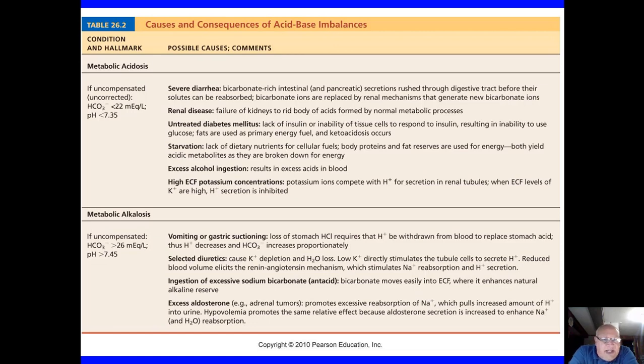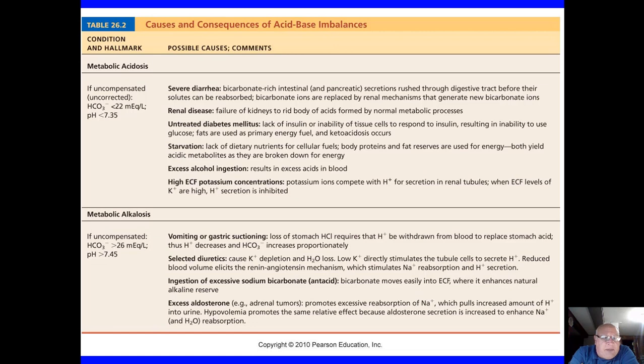Starvation does the same thing. In this case, you're not getting the proper dietary nutrients. The body will start breaking down proteins as well as fat reserves, and both of these will end up leading to more acidic metabolites. Excessive alcohol ingestion results in the release of excessive acids into the blood.